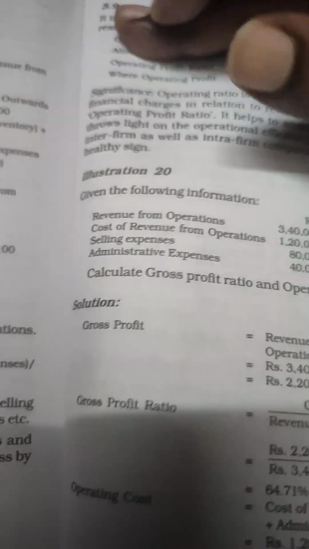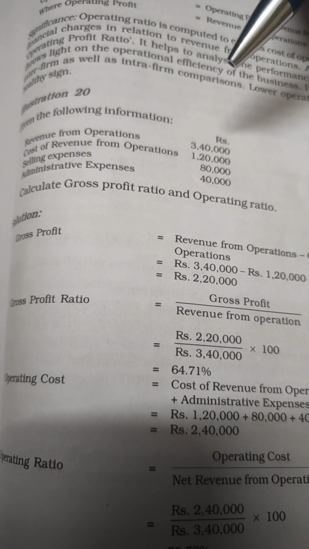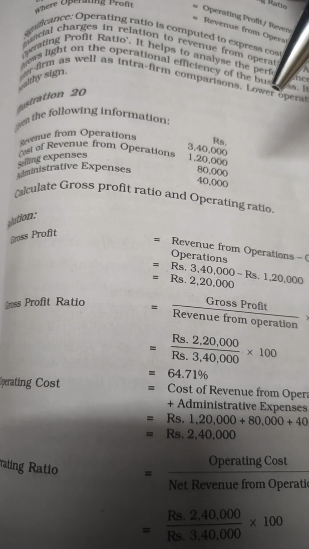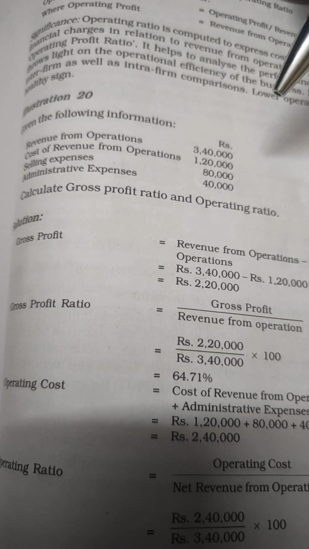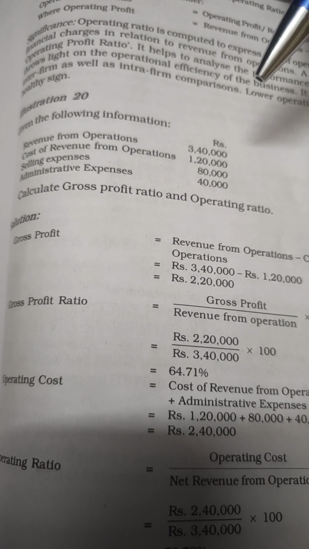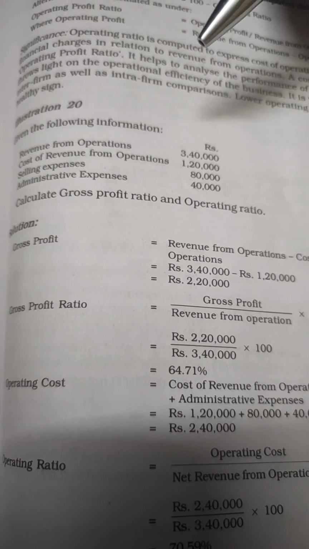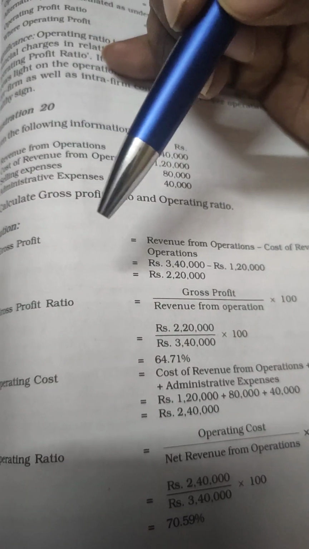We can move on to one problem. Here we have to find the gross profit ratio and the operating ratio. Gross profit ratio, as you know, is gross profit divided by revenue from operations into 100, or gross profit divided by net sales into 100. So we have to find the gross profit.